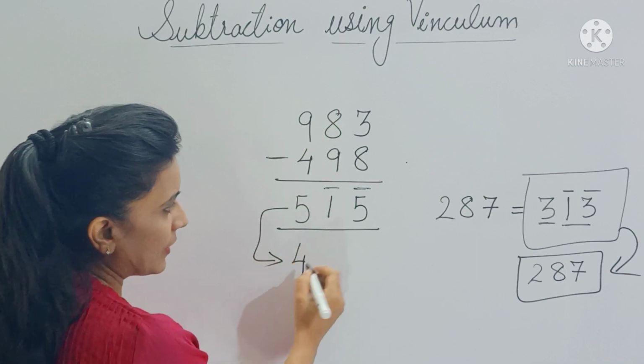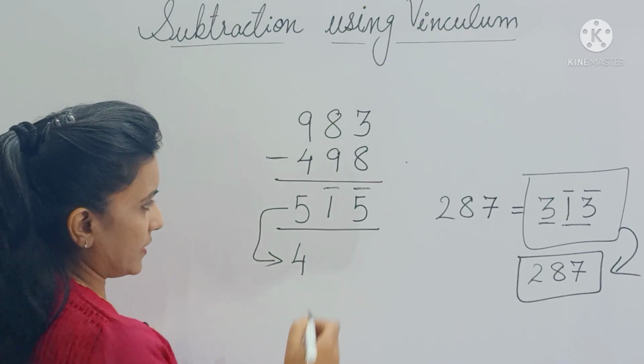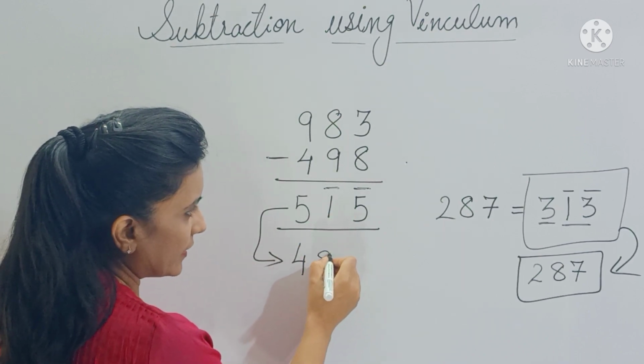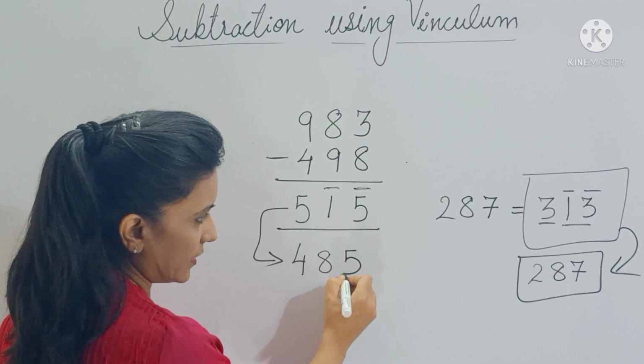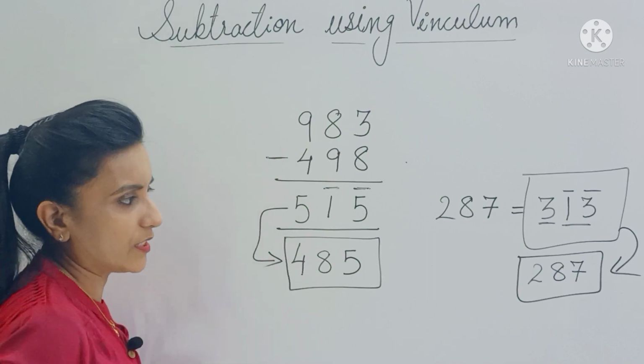So you get 4 here. And here you have to apply the rule subtraction all from 9, last from 10. So 1 plus 8 gives you 9 and 5 plus 5 gives you 10. And you remove both the bars. So 485 is your final answer.